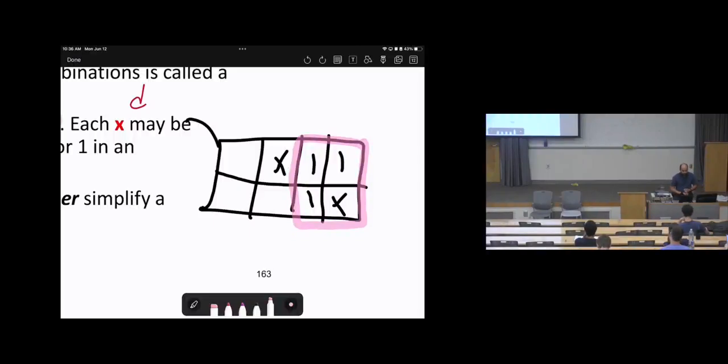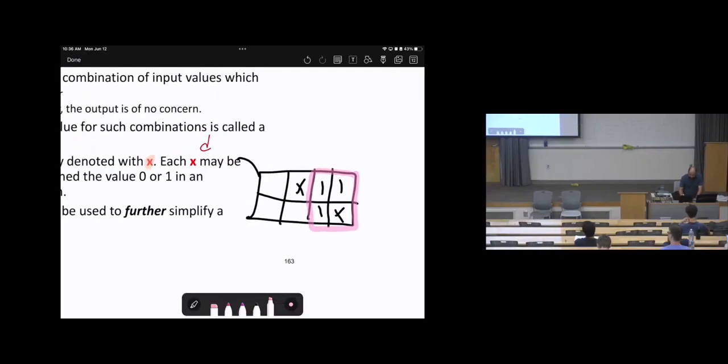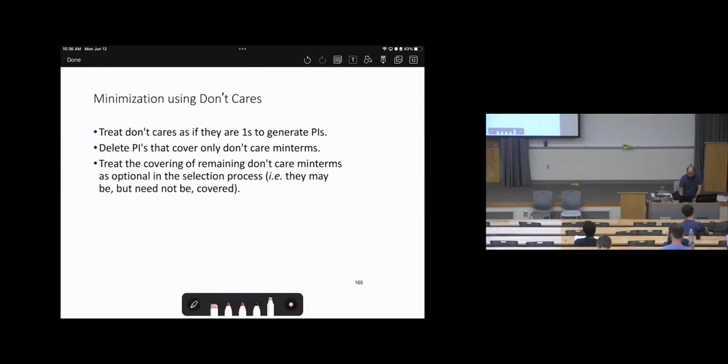Again, in the function, sometimes we denote the don't care by D, sometimes by X. So in don't care functions, we can make them ones if we need them. If not, just don't worry about it.